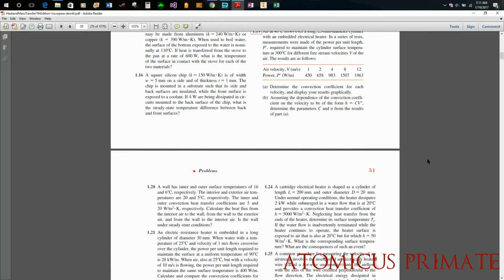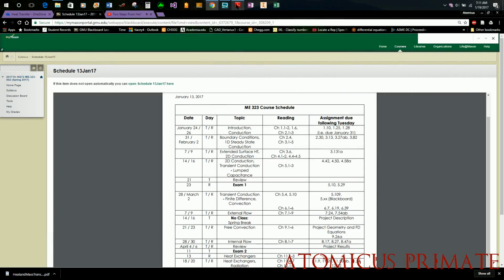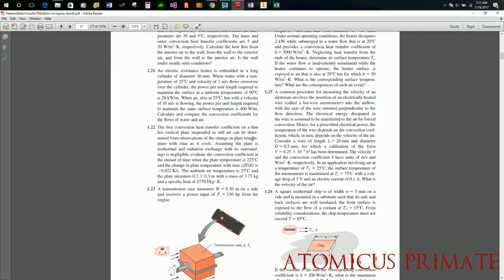That was 1.10, and then what was it, 1.25. A common procedure for measuring the velocity of an airstream involves the insertion of an electrically heated wire, called a hot wire anemometer, into the airflow, with the axis of the wire oriented perpendicular to the flow direction. The electrical energy dissipated in the wire is assumed to be transferred to the air by forced convection. Hence, for a prescribed electrical power, the temperature of the wire depends on the convection coefficient, which in turn depends on the velocity of the air.